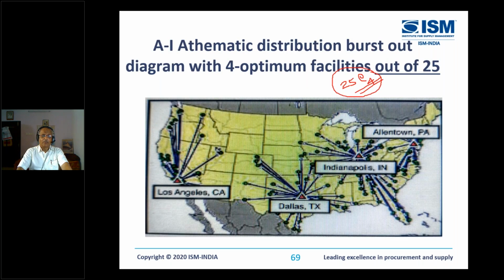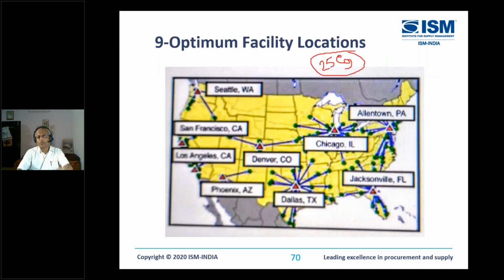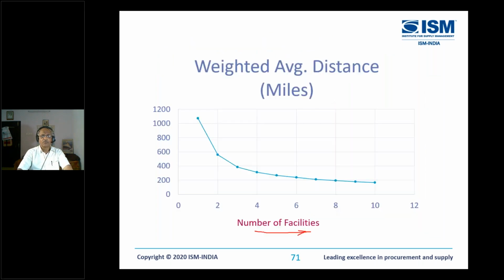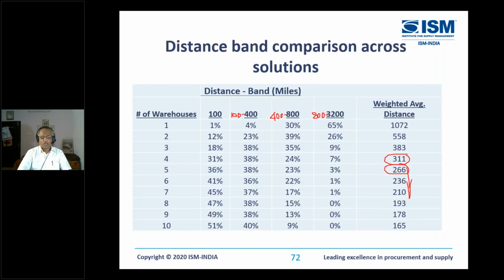Now if you distribute through 4, it will look like this. So you will have a combination of 25 C4. You must remember that you are choosing 4 out of 25 possible locations. So that's why the computer will do these calculations and find out the optimal values. If you do it for 9 locations, it will look like this. So as you increase the number of facilities, you are reducing the weighted average distance, but at the same time your cost is also going up. You can see the comparative chart.